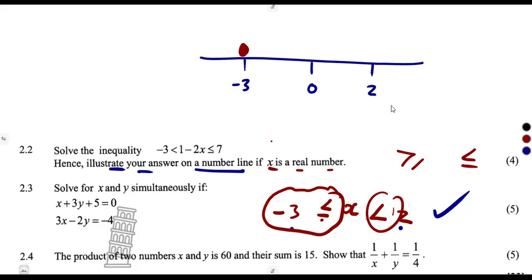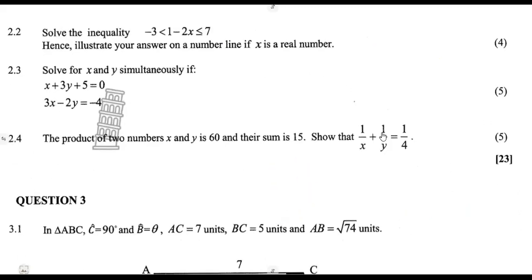Less than or greater than, you represent with what? Unshaded. The circle is not shaded. Then you simply join with what? A line. So these are the x values. They are in between this region, this interval that you're given there. Just like that. So this is it, guys.